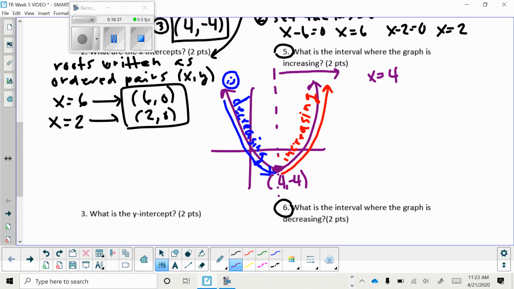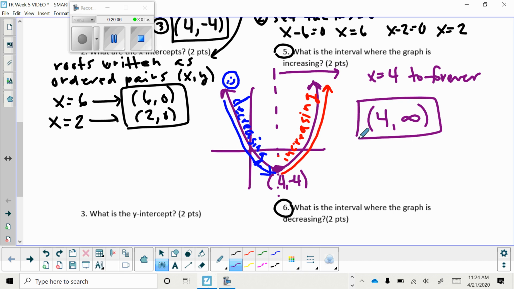This arrow on our graph means it's increasing forever. So starting at x equals 4 and going on forever. So from 4 to forever. That's where the graph is increasing, and we want to write that in interval notation. It's from 4 to infinity and it gets parentheses because nothing's included, right? Those are the x values that make the y values get bigger.